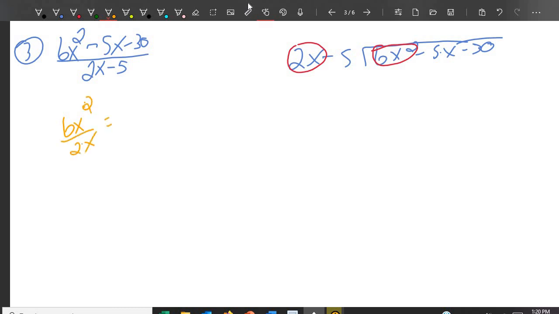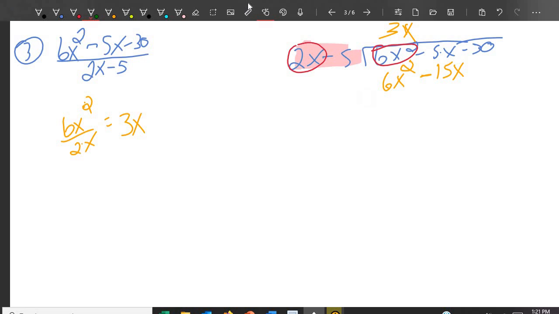Well, if we divide 6 by 2, that's 3, and we take 1x away. So we put a 3x up top. And again, I've got to multiply that 3x by everything. So it's 3x times 2x and 3x times a negative 5. 3x times 2x is 6x squared. 3x times negative 5 is negative 15x.